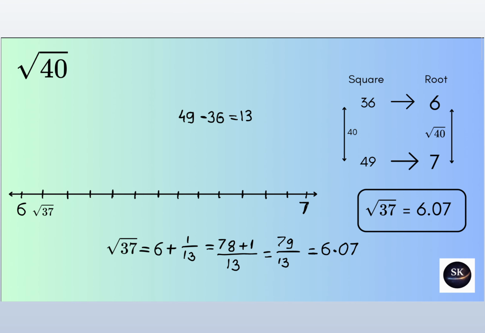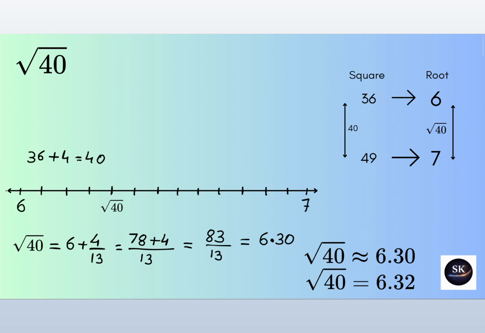As in the last example, we take the difference between the perfect squares, that's 49 minus 36, which equals 13, and then we divide the distance between 6 and 7 into 13 parts. So if we wanted to find the square root of 37, we would just travel one part ahead of 6, and by doing so, we would cover the 1/13th distance from 6. So 6 plus 1 by 13 will give us the square root of 37. Cross multiplication will give us 78 plus 1 by 13, which is 79 by 13. And the division gives us the result 6.07.